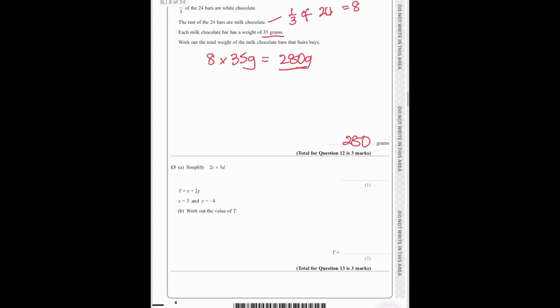Number 13, simplify 2c times 3d. 2 times 3 is 6, and then we've got c and d. T equals x plus 2y, when x is 3 and y is minus 4. So t equals x plus 2y. X is equal to 3. Y is equal to minus 4, so 2 times minus 4 gives me minus 8. So t equals 3 minus 8, which is minus 5.